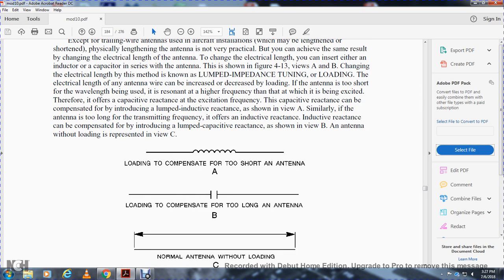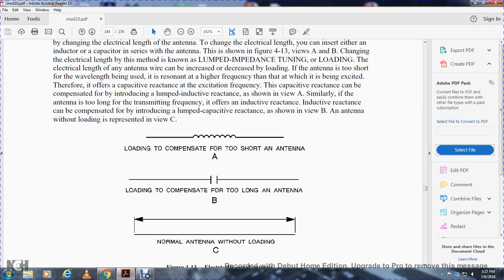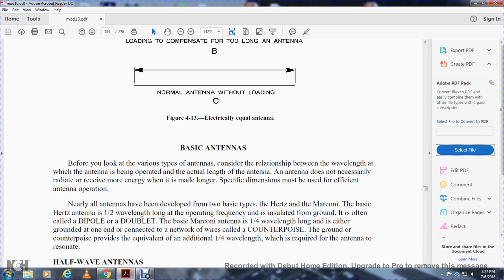View A shows the inductance loading and compensating for a short antenna. View B shows loading and compensating with a capacitor for a long antenna. View C shows a normal antenna without loading.